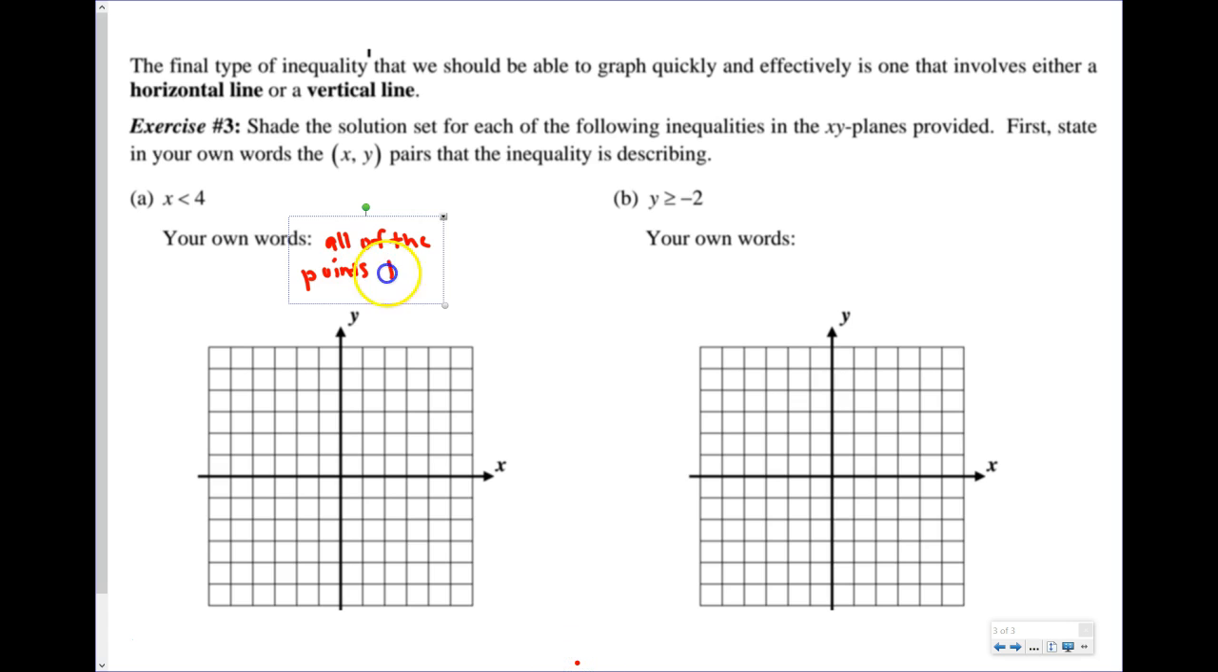that are to the left of 4. Remember, a vertical line at 4 would look like this. So if I just have a vertical line at 4, it looks like this. However, this is a less than sign. So does this need to be solid or dotted? This needs to be a dotted line. So I'm going to make it a dotted line.